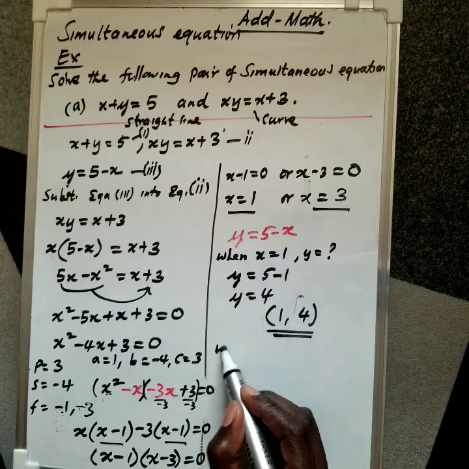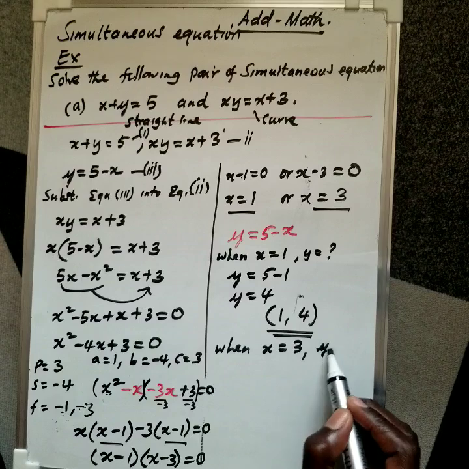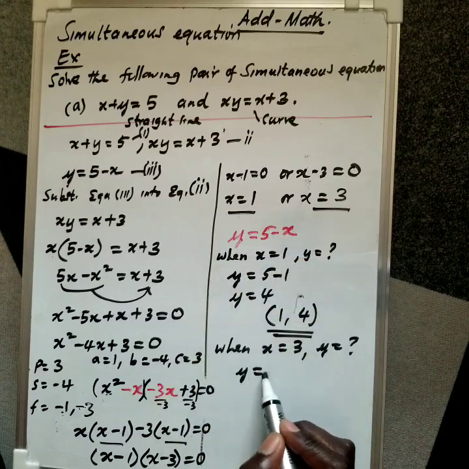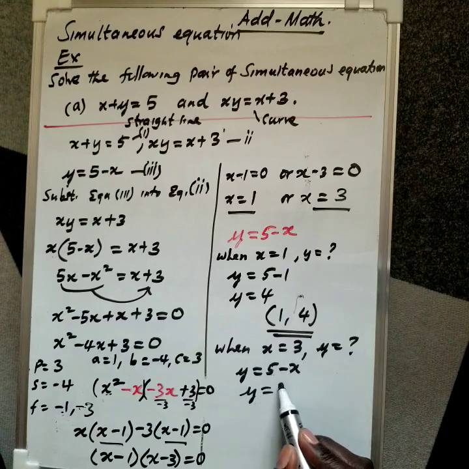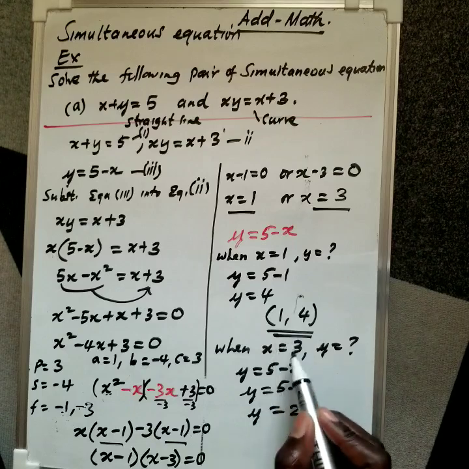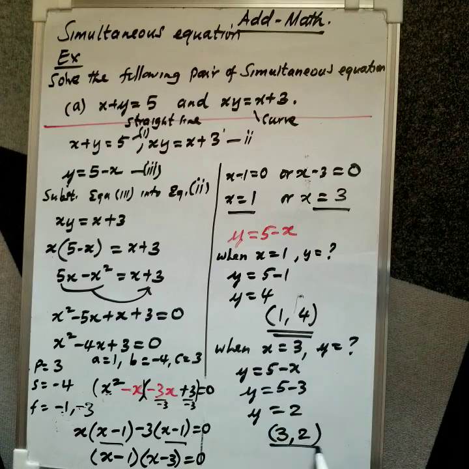I'm also going to do the same. I'm going to say when x is equal to positive 3, what will my y give me? So using that equation 3, y is equal to, remember it says 5 minus x, so it will be y is equal to 5 minus 3, meaning that y is equal to 2, meaning that when x is actually 3, the value of y is simply 2. So the solutions that we are having there are 1, 4 and 3, 2.